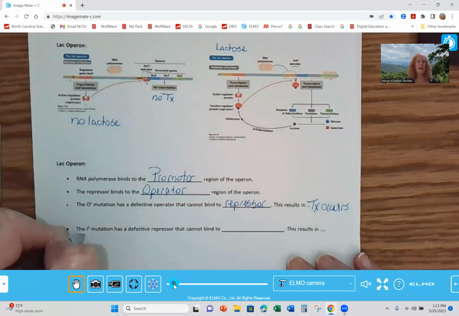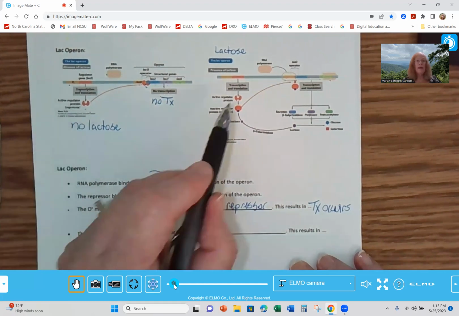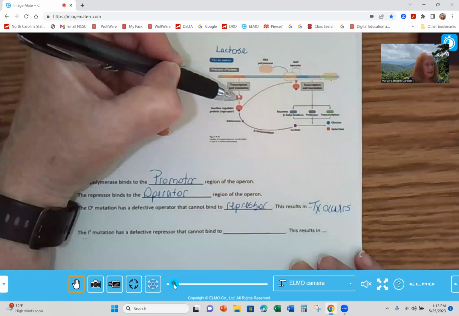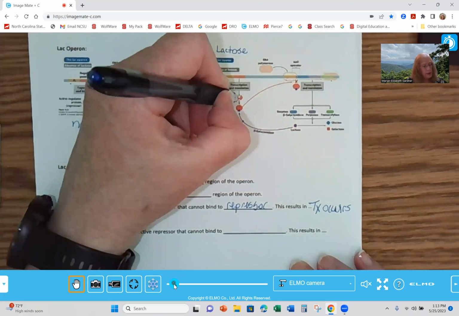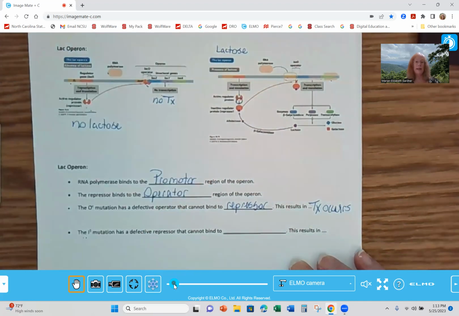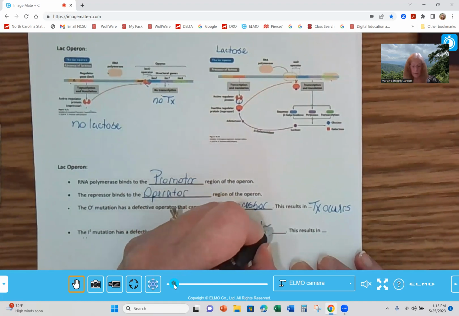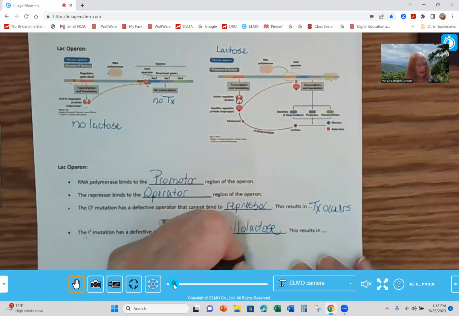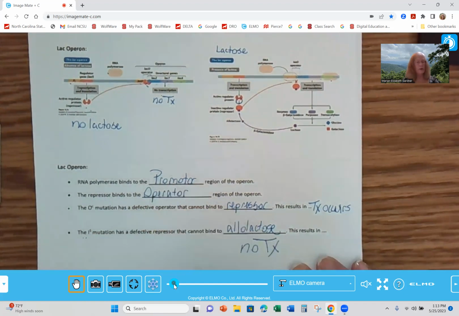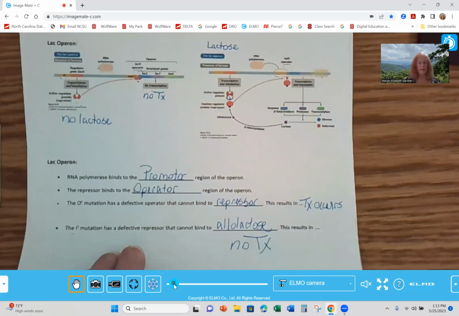The I^S mutation is a mutation of the repressor. Normally, remember, the repressor had the top binding site that would bind to the operator and the bottom binding site that binds to allolactose. This is a mutation that affects that bottom binding site. So the repressor cannot bind to allolactose. That means the repressor is bound to the operator all the time, so no transcription. All of the operons in the cell would be turned off.